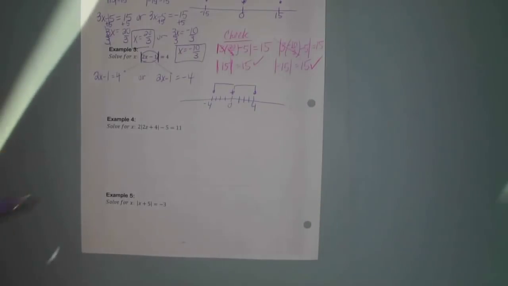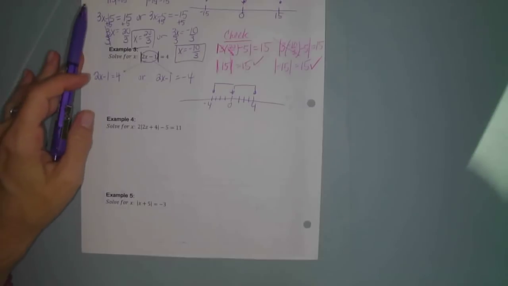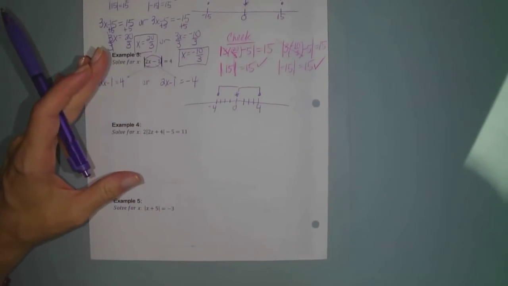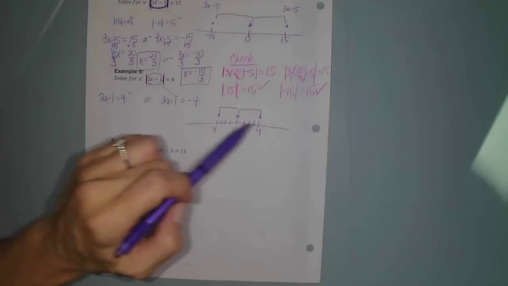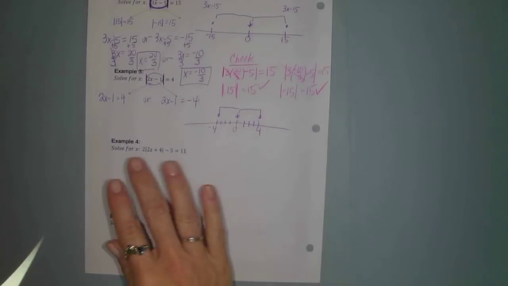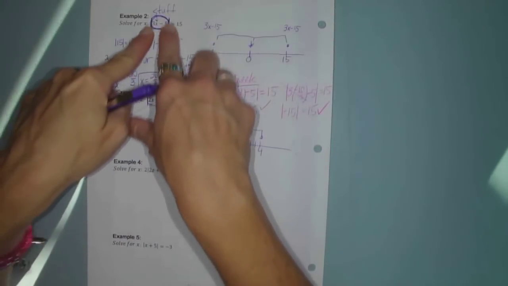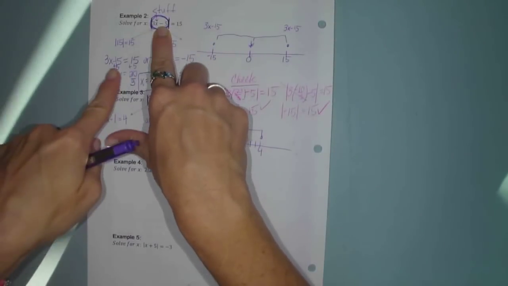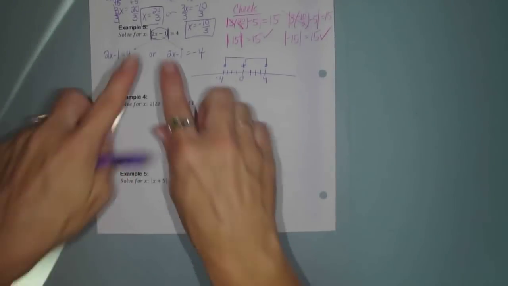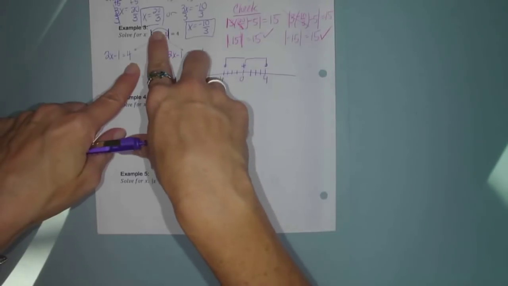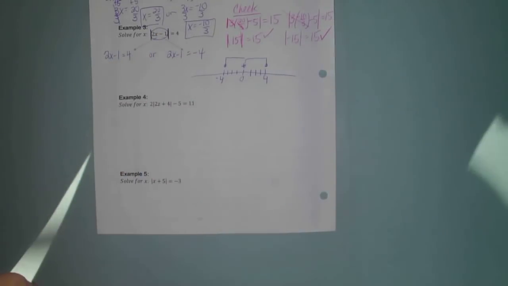Now, maybe you're seeing a pattern here. I kind of hope that you are, because this is a trick, a rule that I'm okay with you using once you understand the true meaning of this. Basically, do you notice what we did here? You take the stuff inside the bars and set it equal to the positive 15 or the negative 15. Look what we did down here. You take the stuff inside the bars and you set it equal to 4 or negative 4.